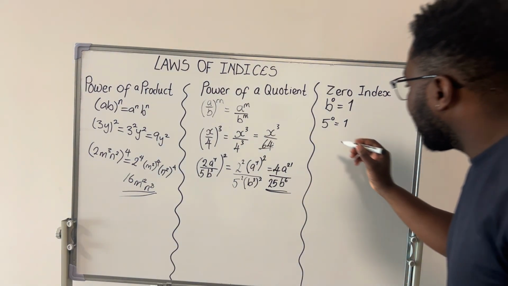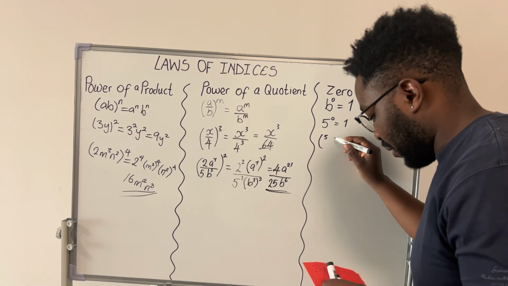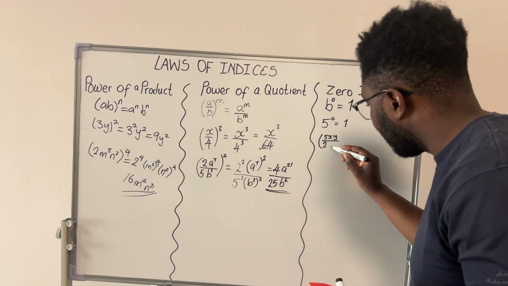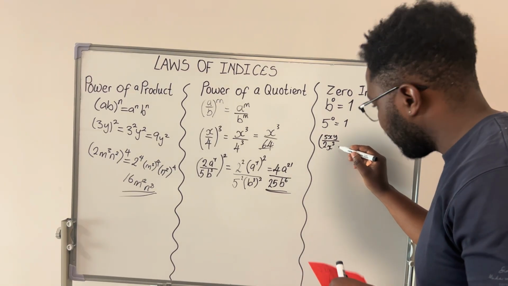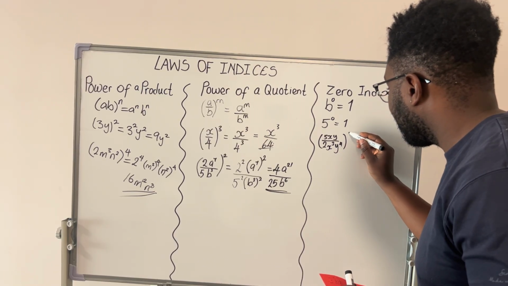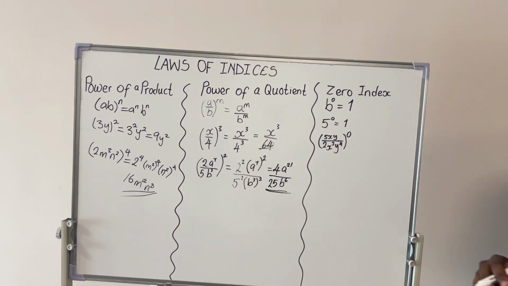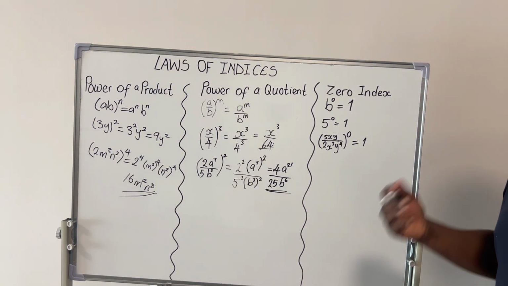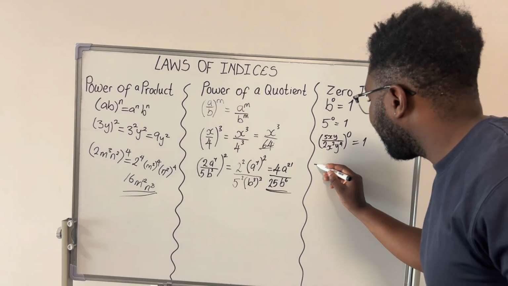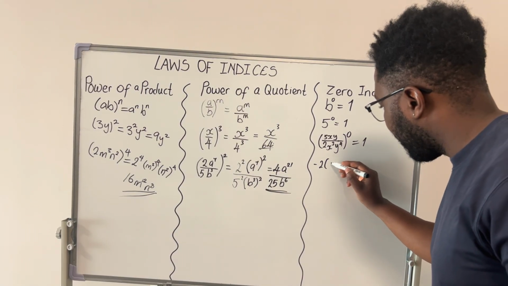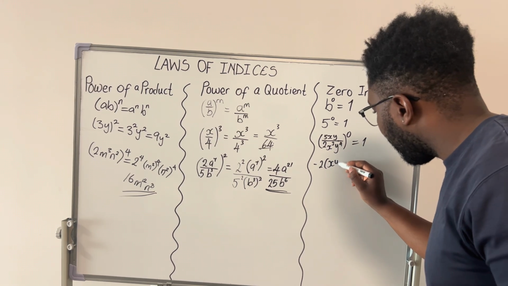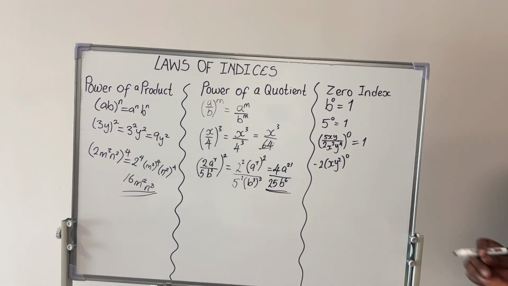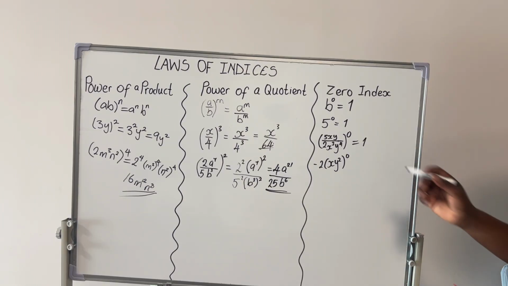How about this expression over here? (5xy over 2x3y4) raised to 0. What does that give us? That still gives us 1. Let's look at another example. We have -2, open our brackets, xy squared, raised to the power 0. What do you think would be the solution here?